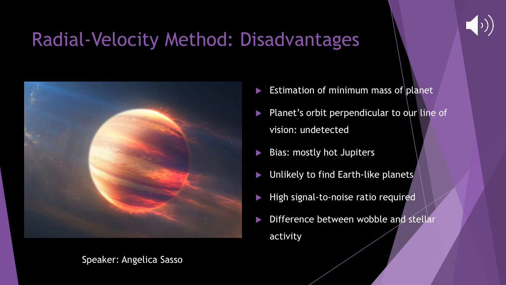Finally, this technique cannot tell the difference between a star's wobble and basic stellar activity. Stars have hot and cold patches. When these patches come in and out of view, they can be mistaken for indications of a star's radial velocity.